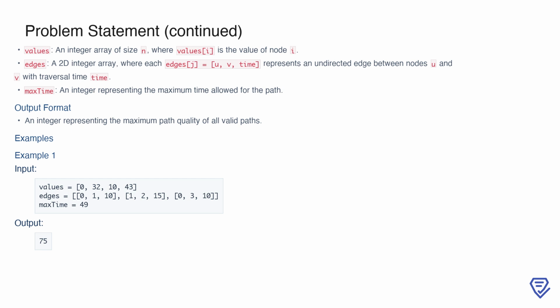Let's consider some examples to better understand this problem. In the first example, the graph is defined by values equals [0, 32, 10, 43], edges equals [[0, 1, 10], [1, 2, 15], [0, 3, 10]], and maxTime equals 49. The output for this input is 75. This represents the highest path quality achievable while adhering to the rules. We'll break this down step by step.